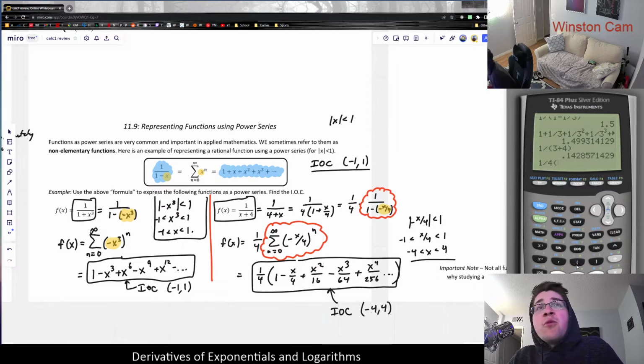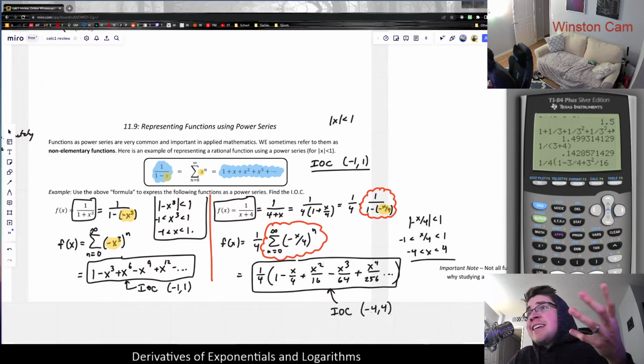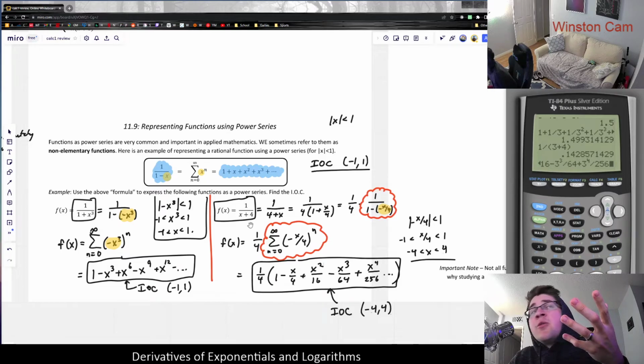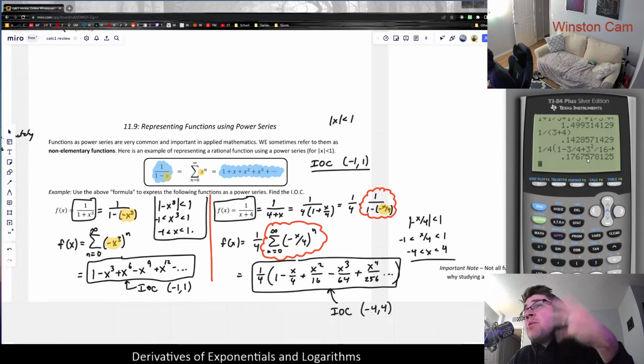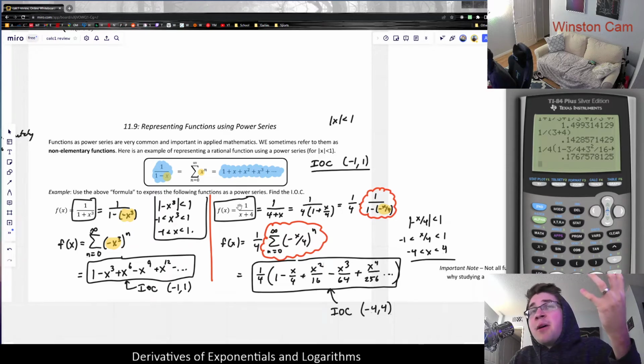Let's try it out. What I would have is 1/4 times 1 minus 3/4 plus 3 squared over 16. And if I continue this representation, it should be minus 3 cubed over 64, plus 3 to the 4th over 256, and so on. Obviously, in order to properly use this, I'd need to go infinitely. But if we use the first 5 terms, it should be a pretty decent approximation to 1/7. Obviously, we're not there yet, but if that series goes further, that infinite series should add up to 1/7.